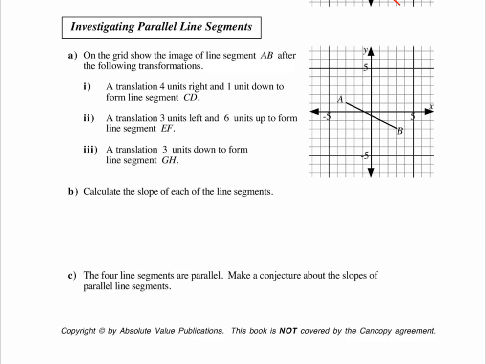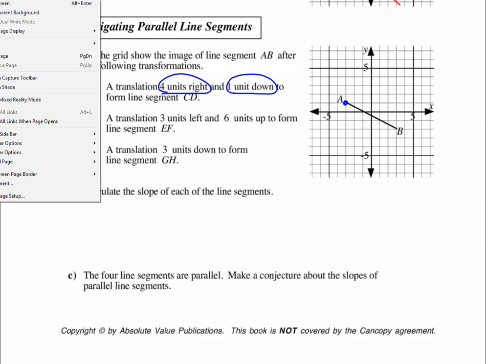Okay, so on the grid, there's a line segment AB. After the following transformation, a translation 4 units right and 1 down, let's make CD. Okay, so let's take AB, let's start with A and move it 4 right and 1 down. You can do that, right? Can I make it larger? Zoom.